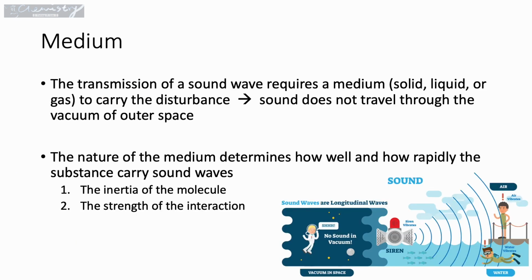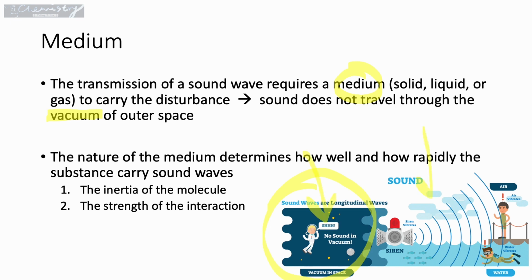When we look at how sound can travel, a medium is required. The transmission of a sound wave requires a solid, liquid, or gas to carry the disturbance, and sound does not travel when there's nothing to carry it. We can imagine that we need little particles to carry our sound waves. So in a vacuum, in outer space, there is no sound because there's nothing to carry it. Therefore, we cannot hear anything in outer space.